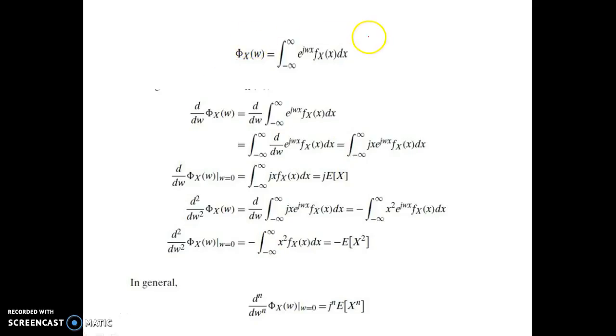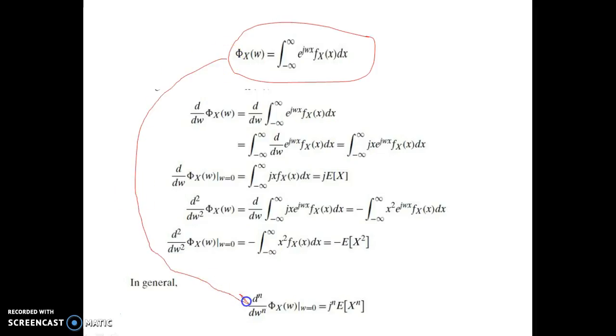Okay, the characteristic function is defined as the expected value of e to the power j omega x. So we want to obtain a very important property of the characteristic function, that is the moment generating property. Using the characteristic function, we can obtain the moments of different distribution functions. So how can we obtain this?